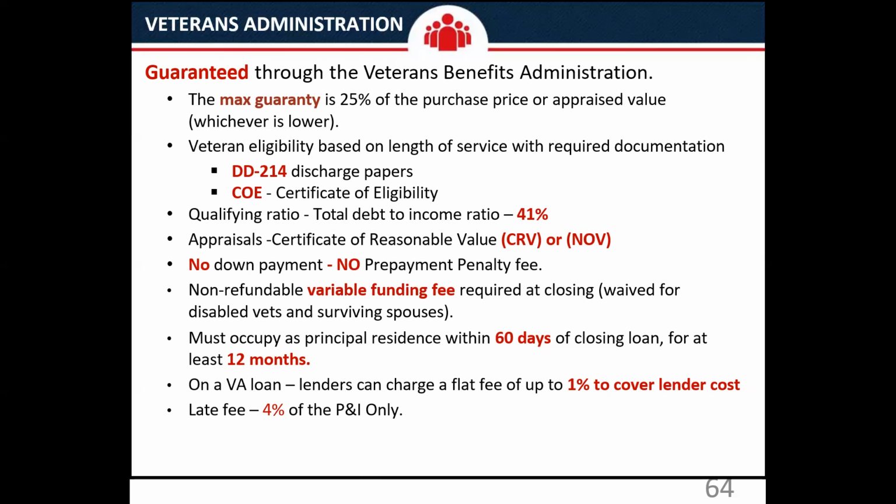Again, 60 days is how many months? 12 months is still a year. On a VA loan, the lenders can charge one flat fee. That's the 1%, covering the lender's cost. The late fee, again, is 4% of the P&I because it's still a government loan.